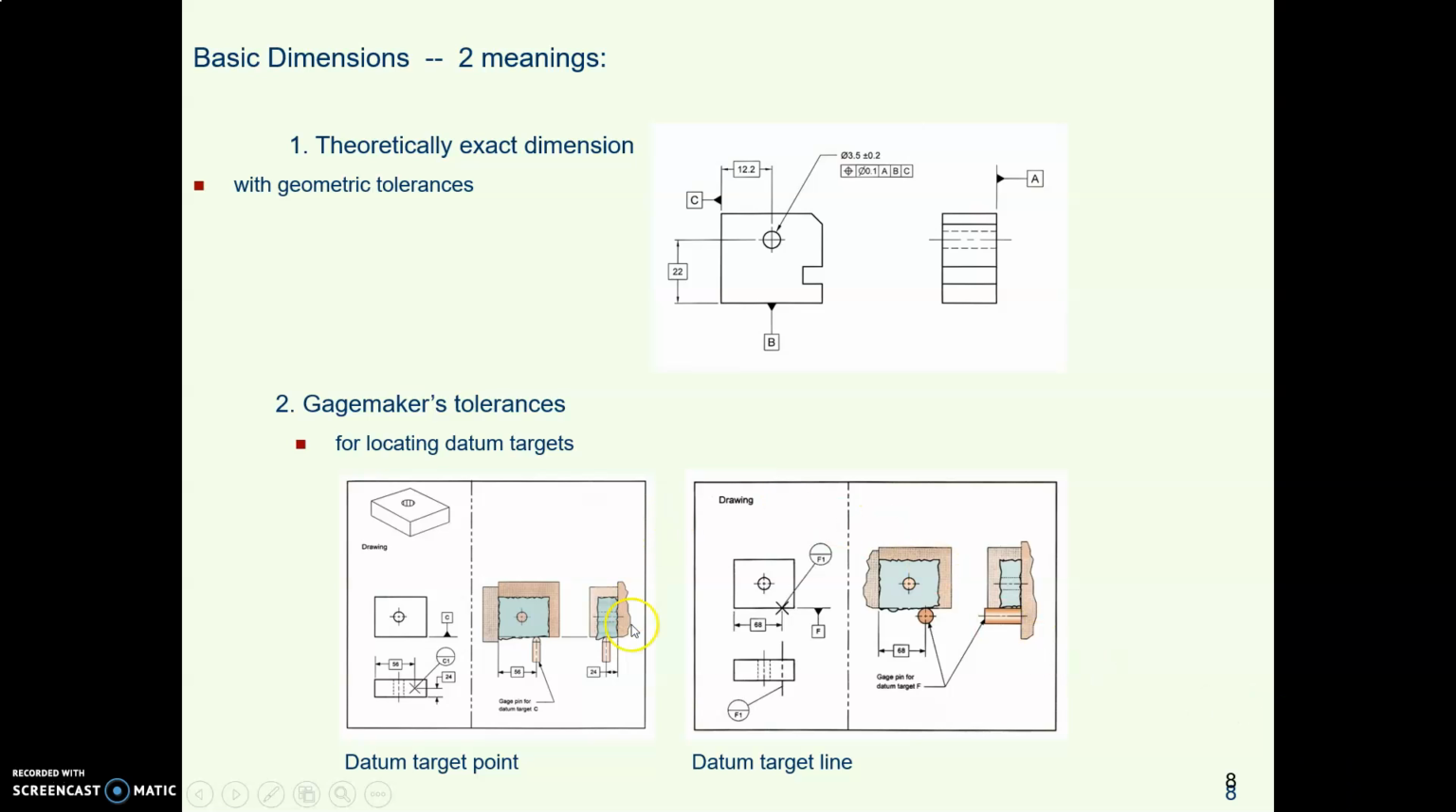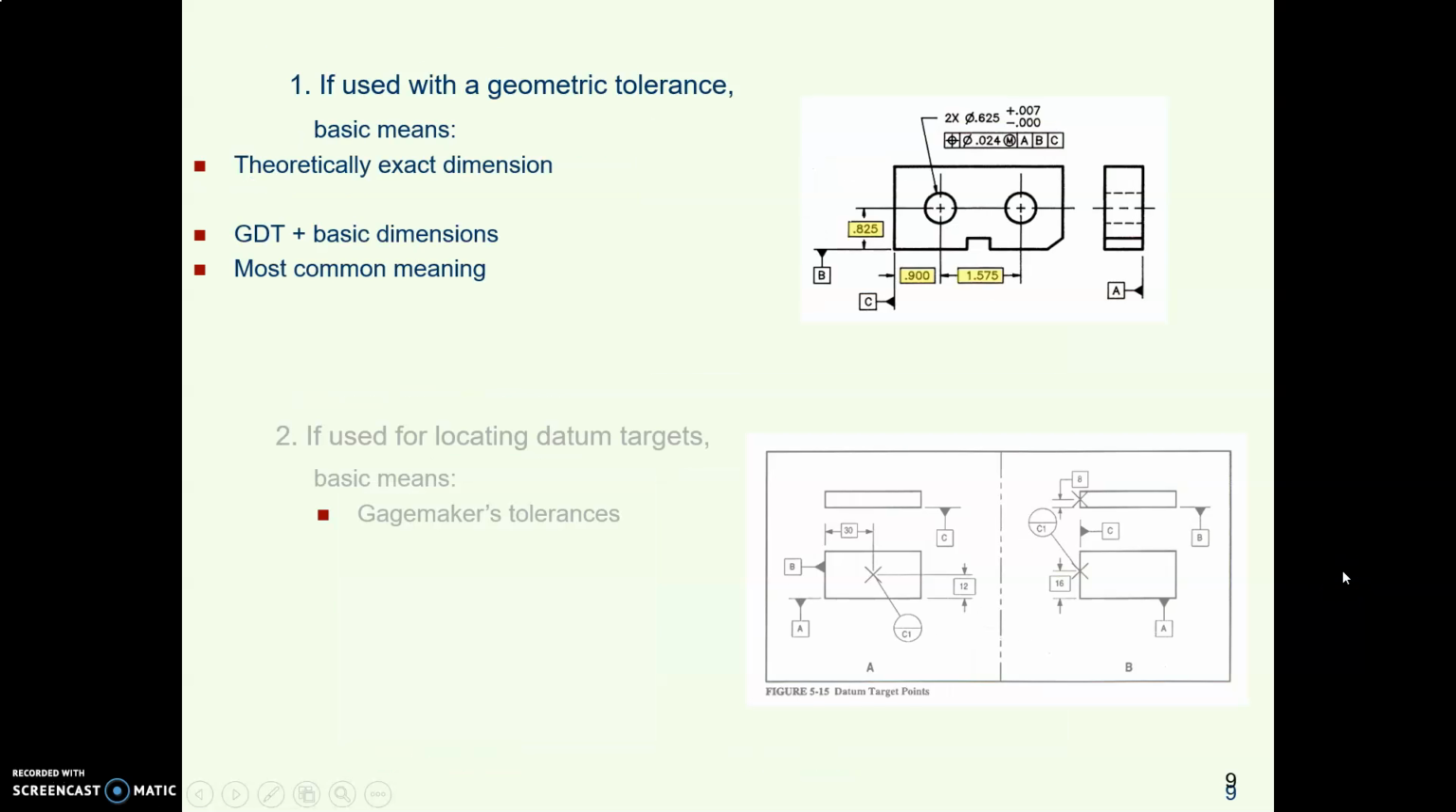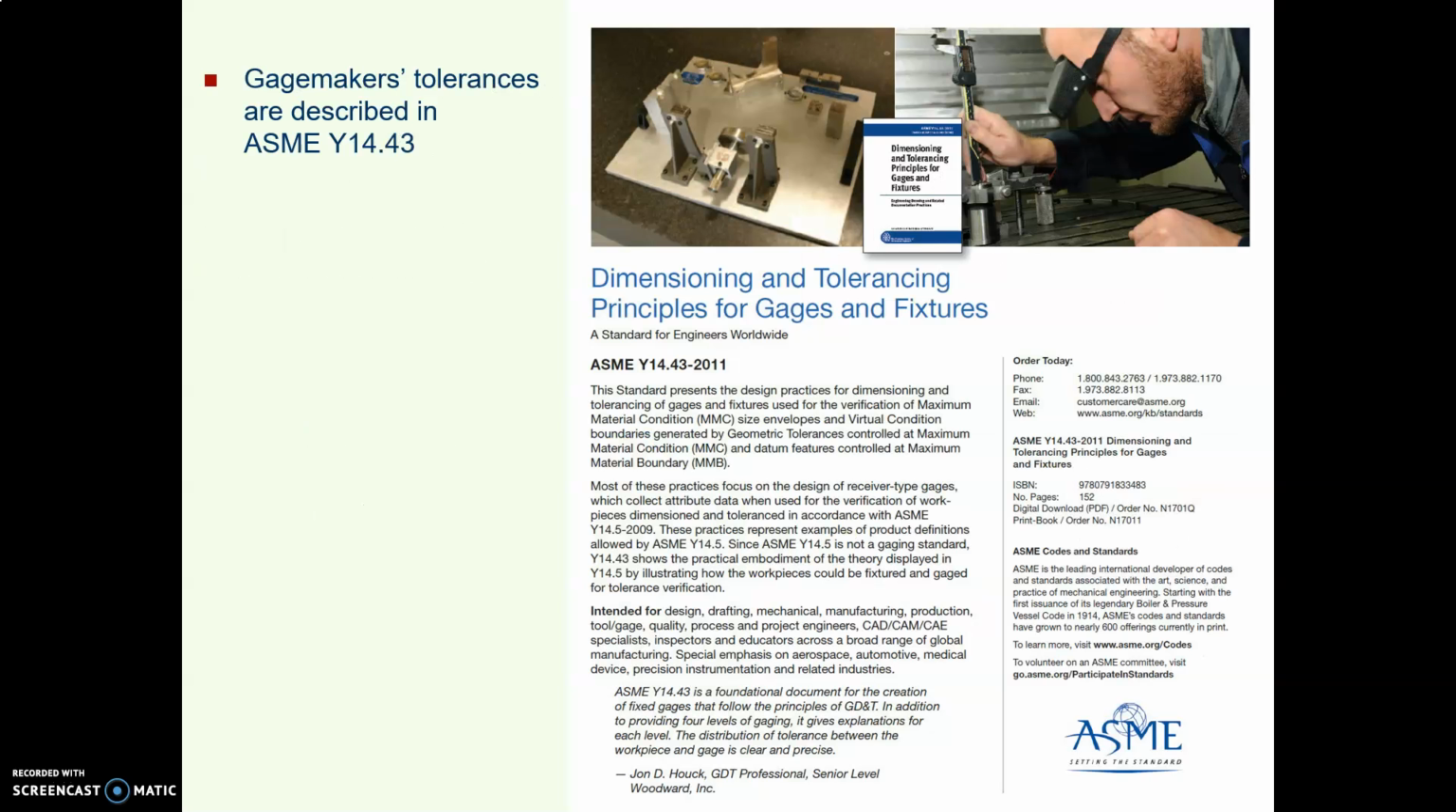Then here's the other application, which is using gauge maker's tolerances to locate datum targets, which are a thing where you might have just a gauge pin with a spherical tip, and you only want a certain little point on your part to be the datum. You don't want the whole surface because it's too bumpy. So GDT, datum targets.